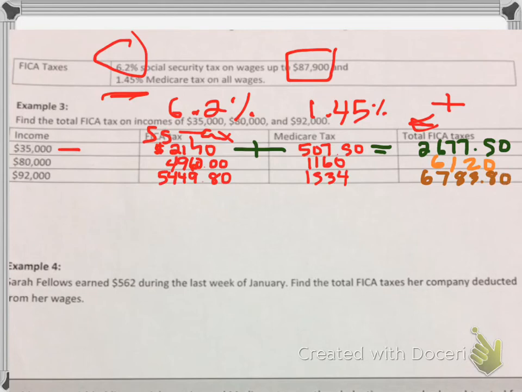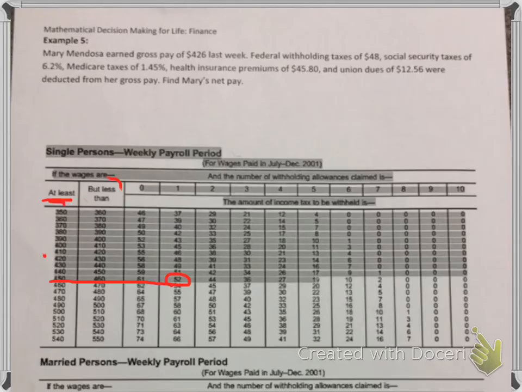All right, I think we have one last problem on this note-taking guide. And it says, Mary Mendoza earned a gross pay of $426 last week. Federal withholding taxes of $48, Social Security taxes of 6.2%, Medicare taxes of 1.45%, health insurance premiums of $45.80, and union dues of $12.56 were deducted from her gross pay. Find Mary's pay. So when we do that, that's pretty easy. The first thing, though, I'm going to do is find the FICA, the Social Security, and the Medicare tax on that.